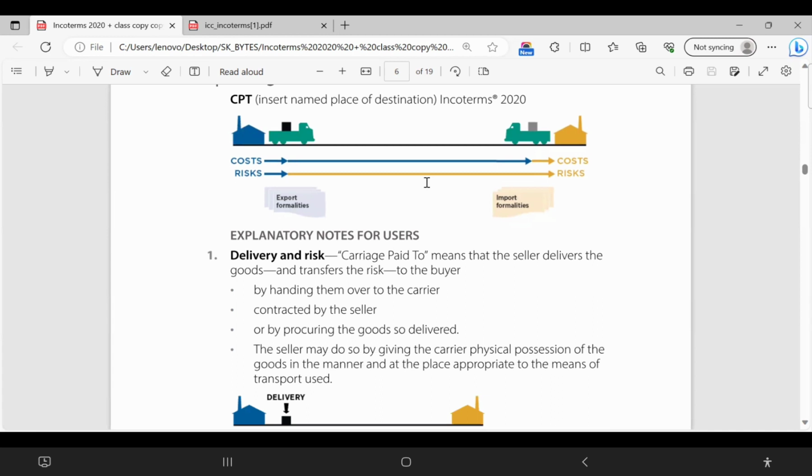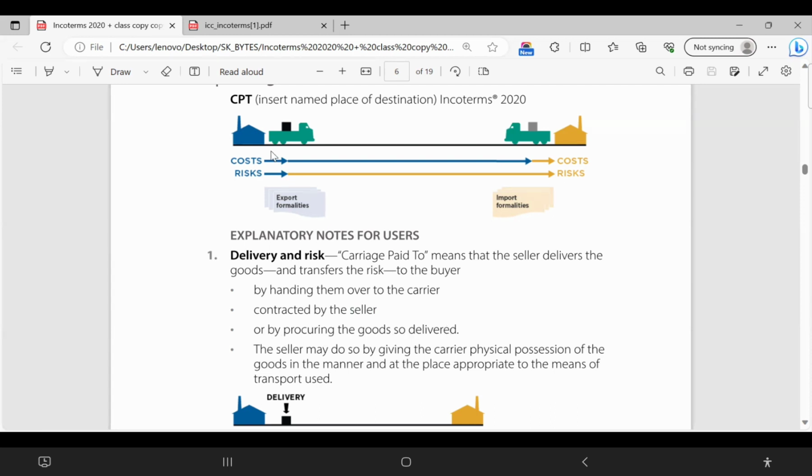Delivery and risk under CPT. Carriage paid to means the seller delivers the goods and transfers them to the buyer by handing them over to the carrier contracted by the seller. Why contracted by the seller? Because freight is prepaid. So it has to be contracted by the seller or by procuring the goods so delivered.